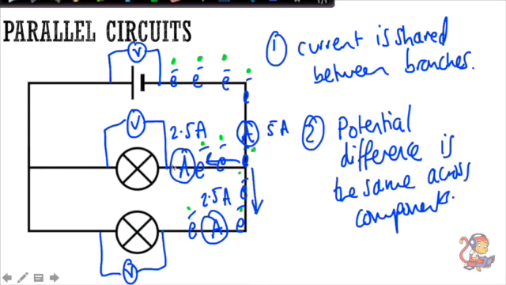So in that case, if the cell here had a potential difference of 3 volts, then the energy that these electrons were carrying would not have to be shared, but instead the potential difference across this lamp would be 3 volts, and the potential difference across this lamp would be 3 volts also. So these are the two rules that we need to remember for parallel circuits. The current is shared between branches, but the potential difference is the same across components.